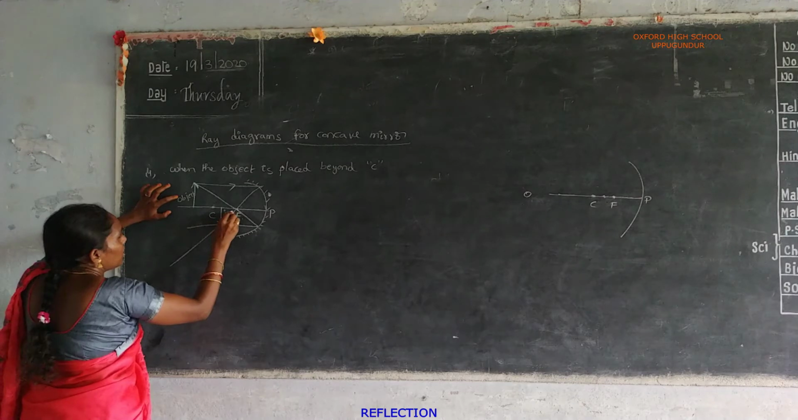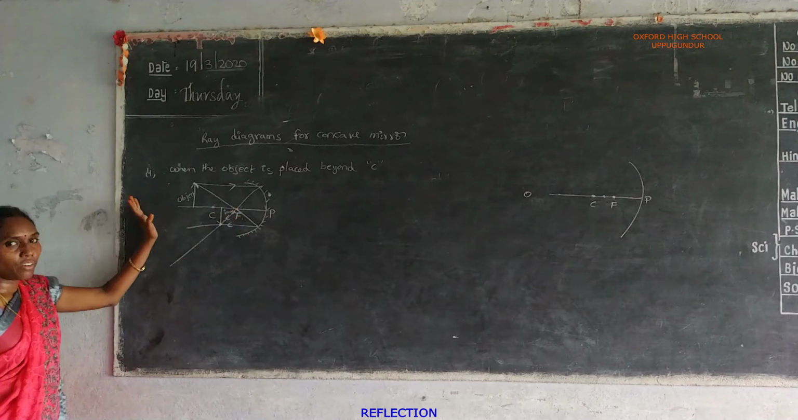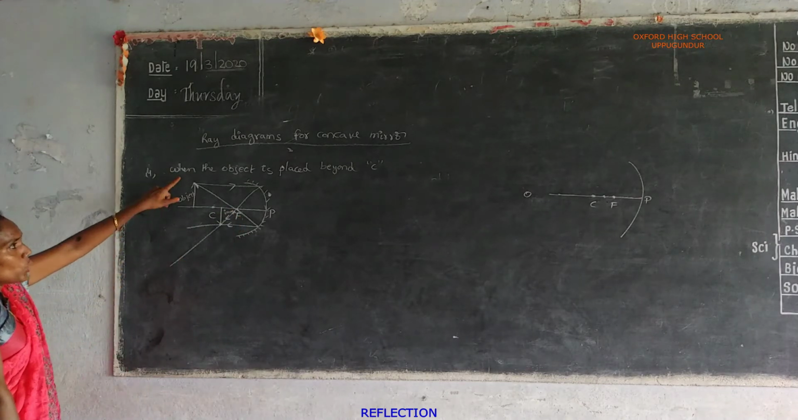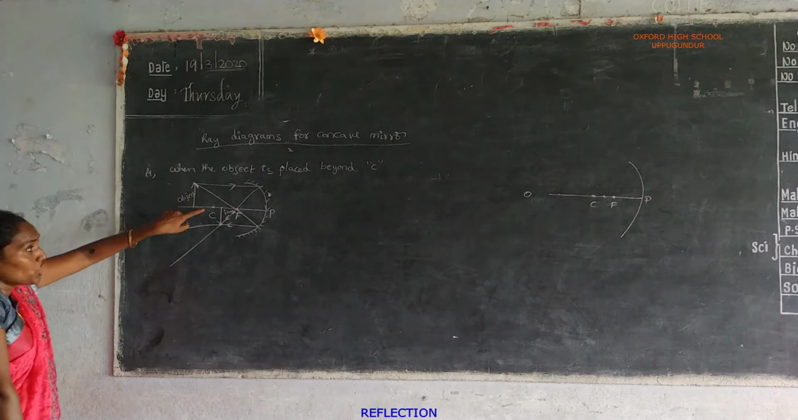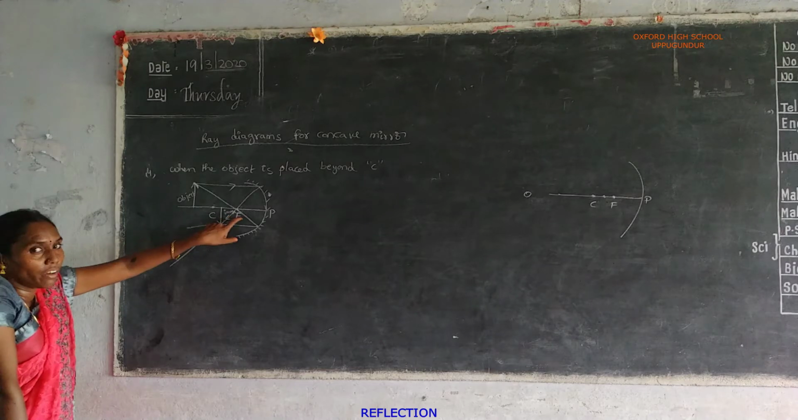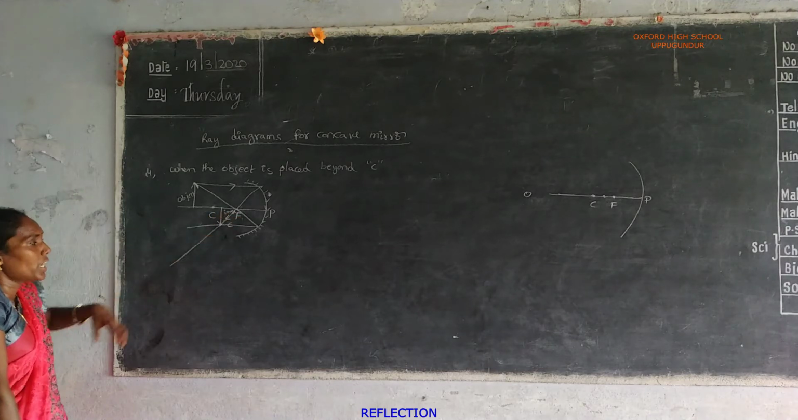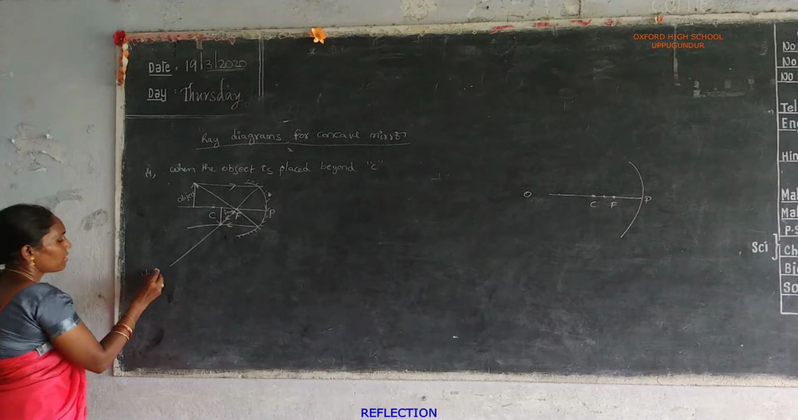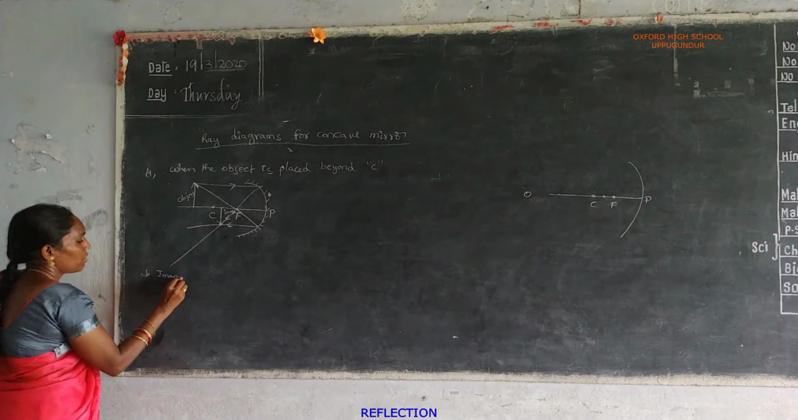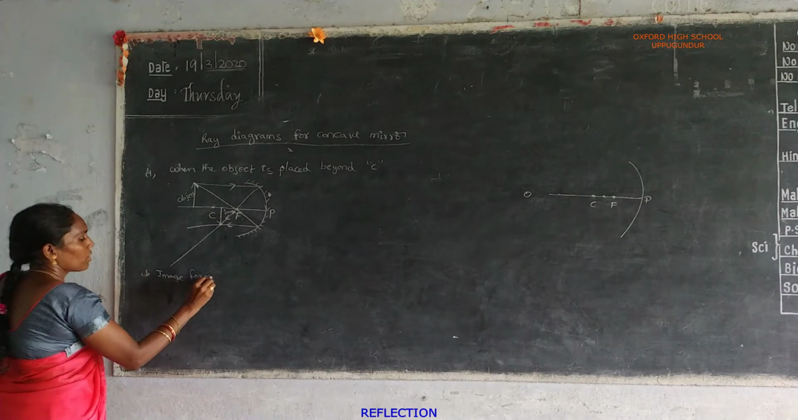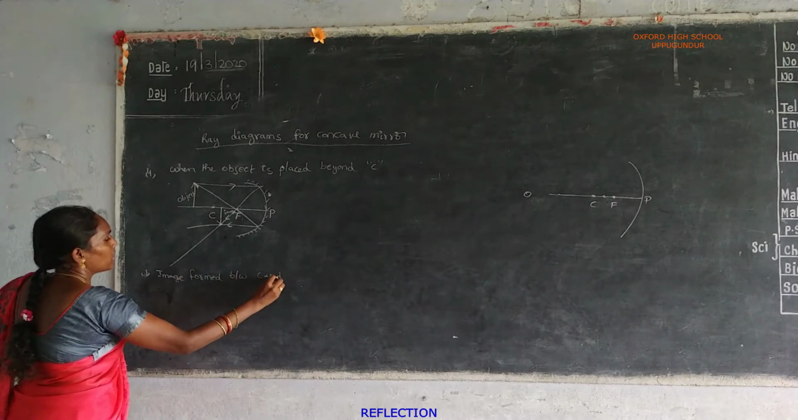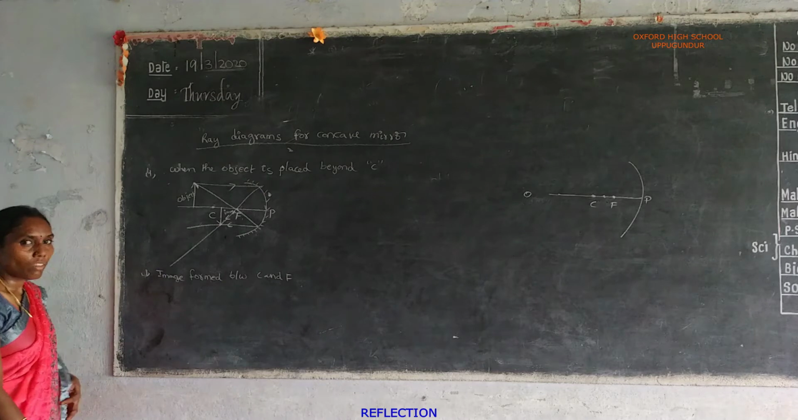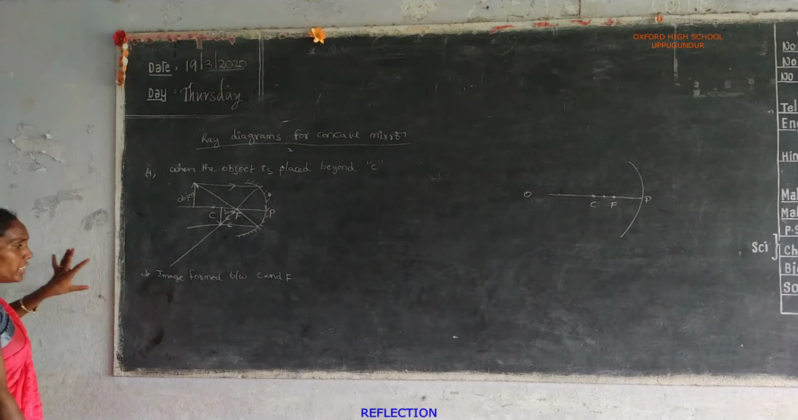Now what are the characteristics of the image? When the object is placed beyond the center of curvature, the image is formed between C and F. The main characteristic is that the image is formed between C and F.